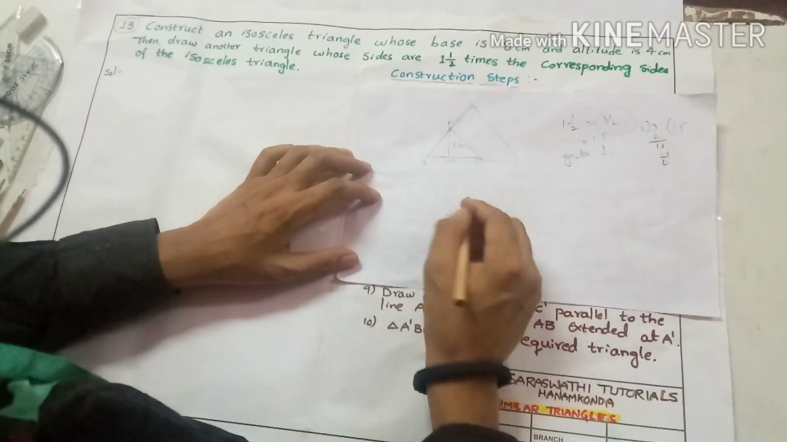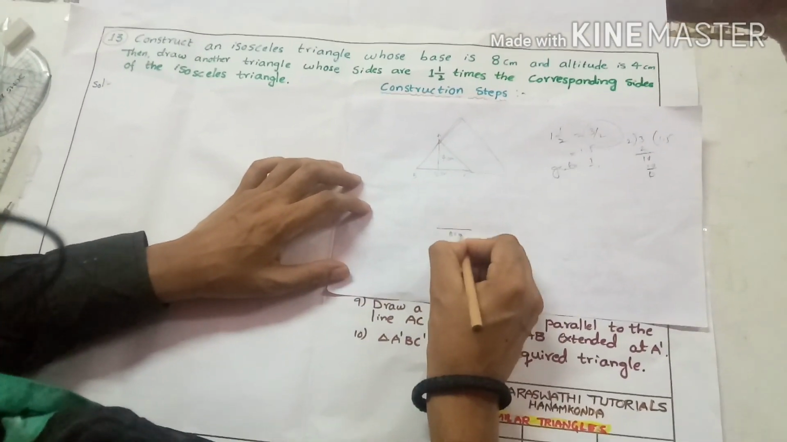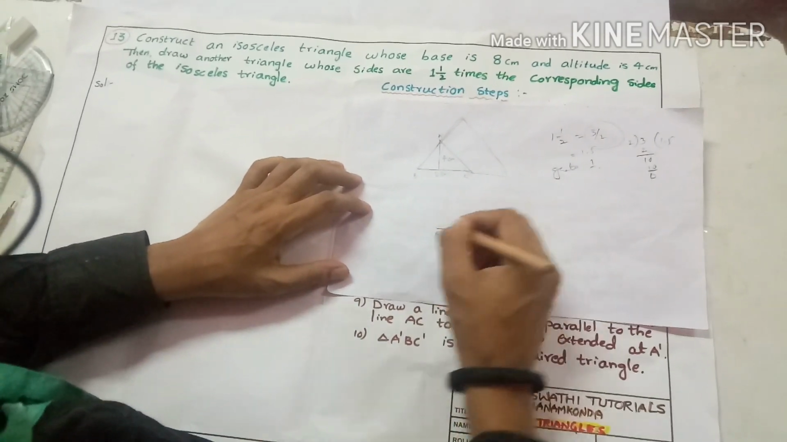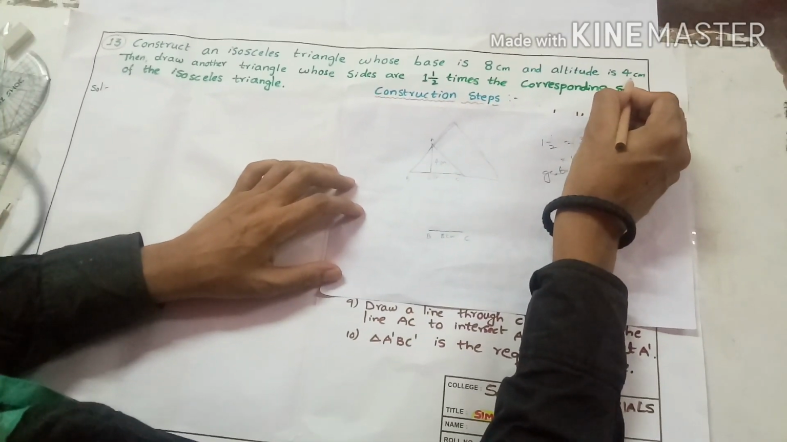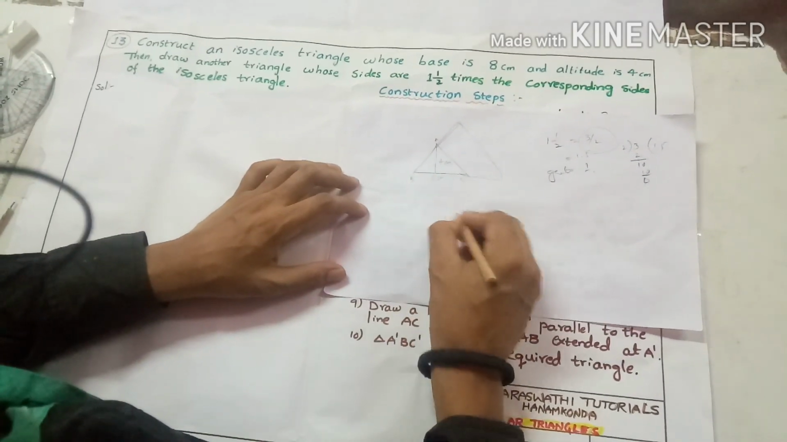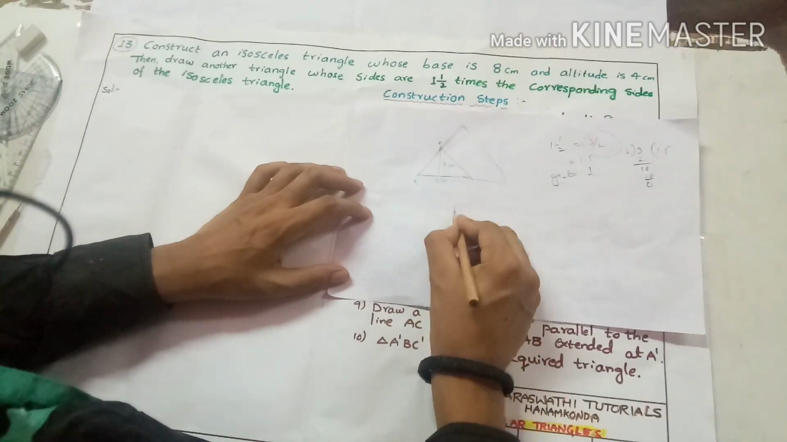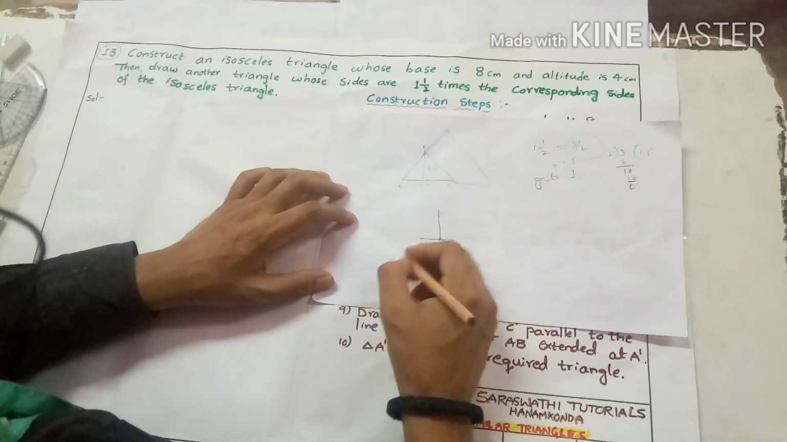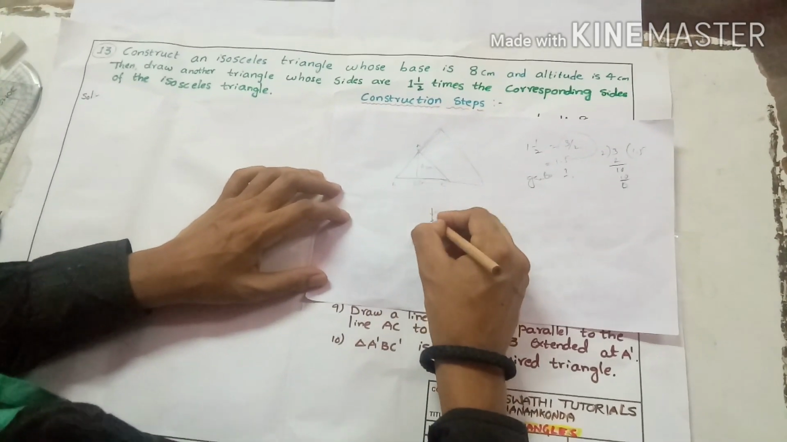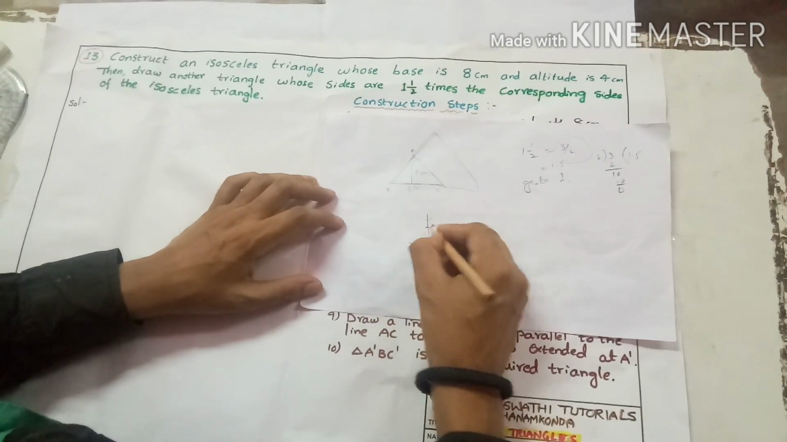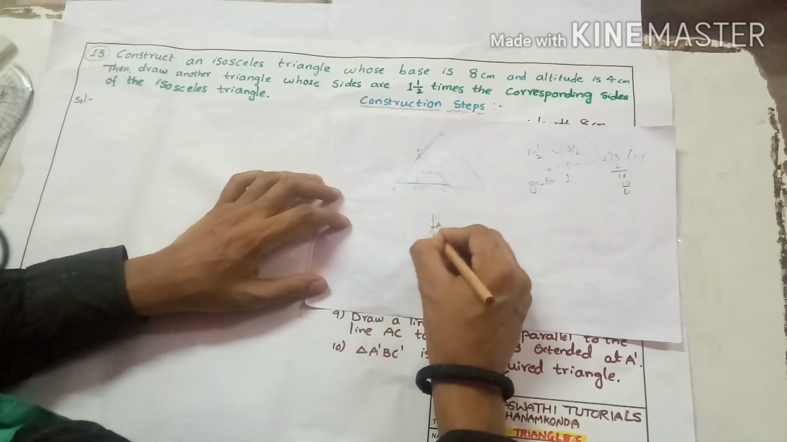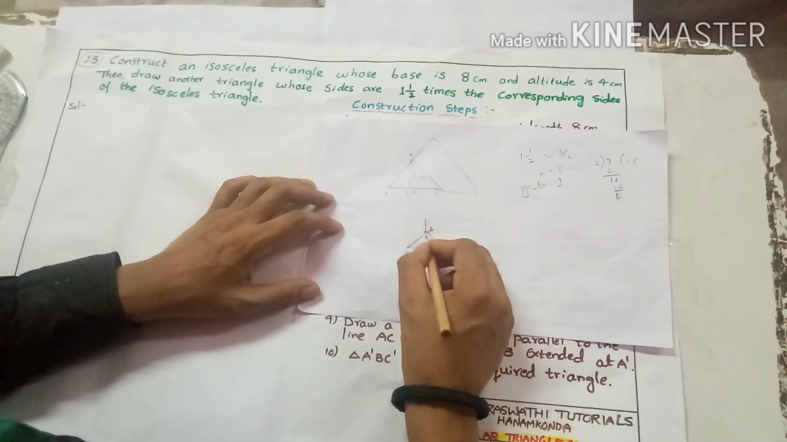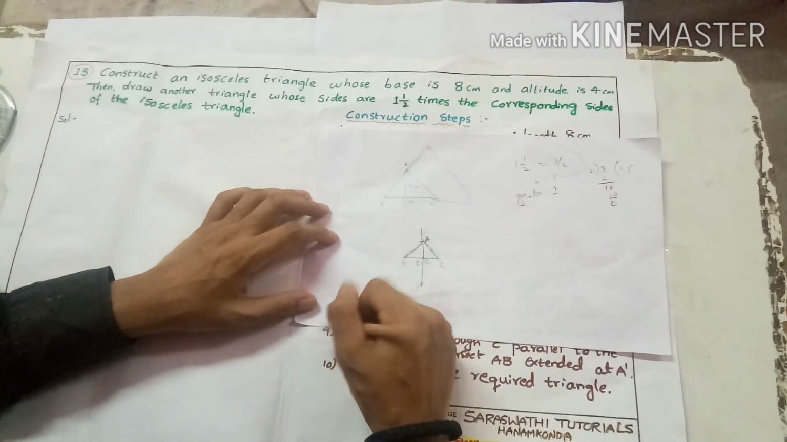So first draw the base 8 centimeters. If we consider base as BC, 8 centimeters. Next, altitude is given as 4 centimeters. That means draw a perpendicular bisector to this BC line. So if we mark this as D, from this point mark a 4 centimeters arc. I mark it as A. So join AB and AC. So AB equals AC. That means if two sides in a triangle are equal, then it is said to be an isosceles triangle.